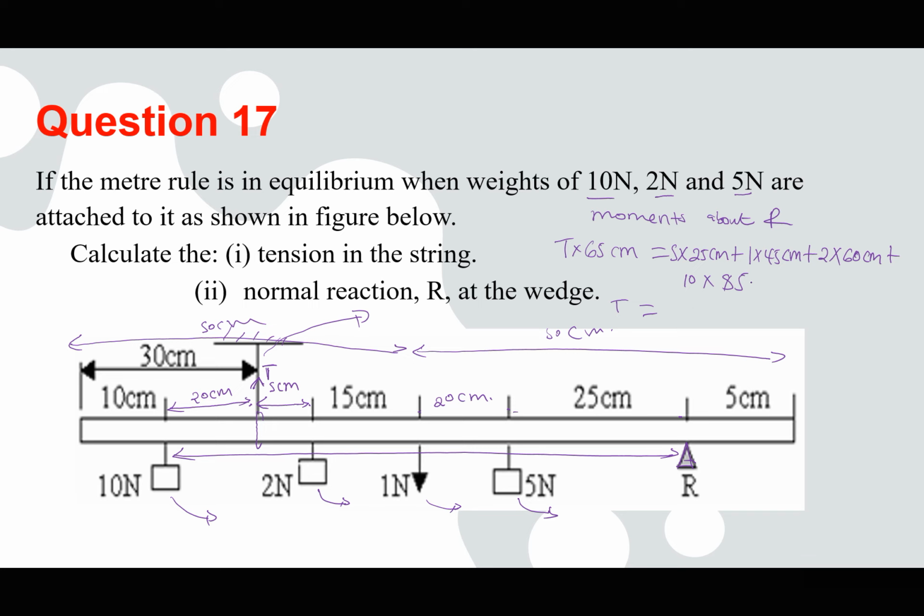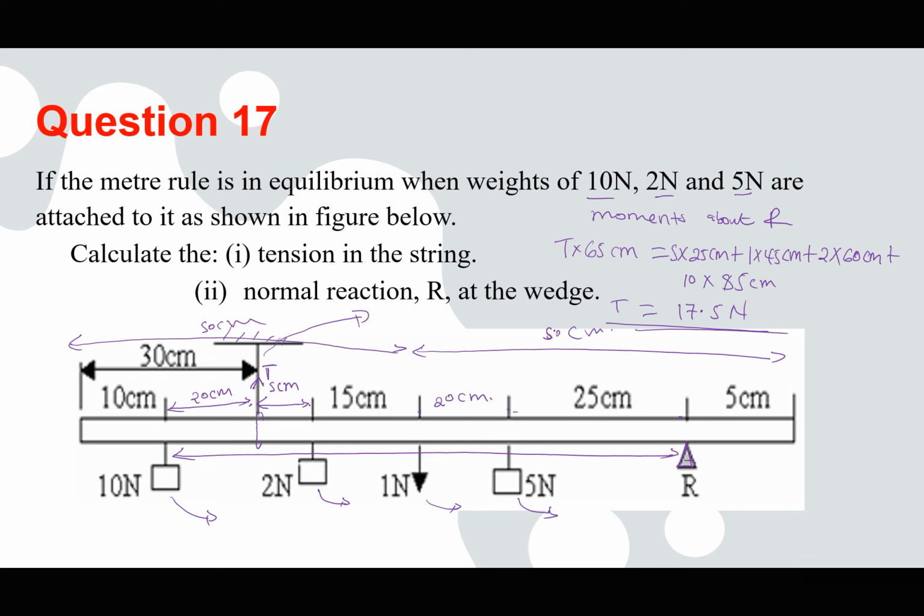I'll just sum up this. The centimeters cancel out on both sides. So the answer would be in newtons. 5 times 25 plus 45 plus 120 plus 850, divided by 65. So this gives us T as 17.5 newtons. So T will be 17.5 newtons.